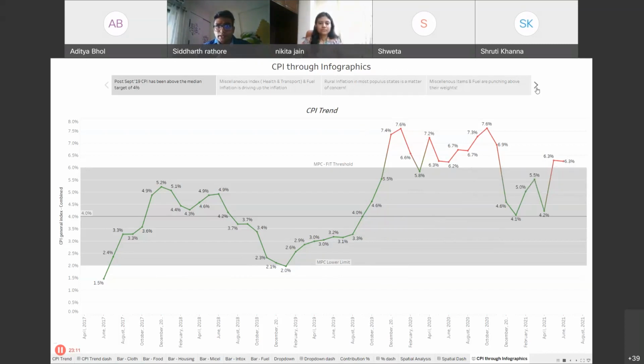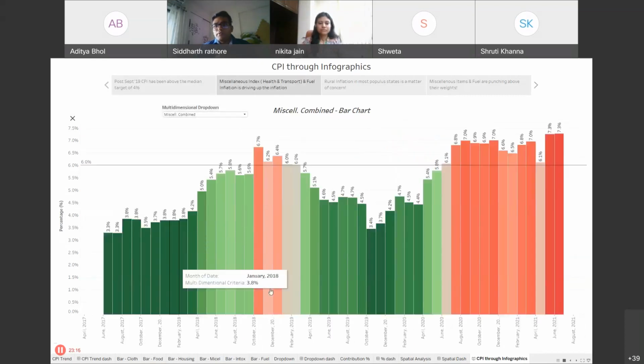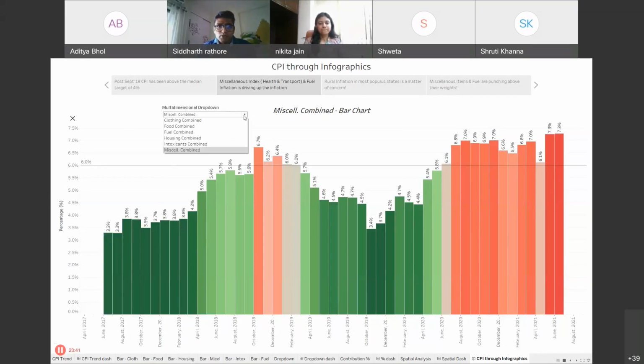Now if you switch the graph to the next one, here we have the bar graphs. The line chart has a utility in terms of understanding the trend, whereas if you want to go towards a granular approach of why inflation is increasing or what factors are leading it, then a bar graph turns out to be a better option. And what we have created here is a drop down. This drop down is multi-dimensional. These are the 6 indicators which are there in the inflation basket, as mentioned by Nikita.